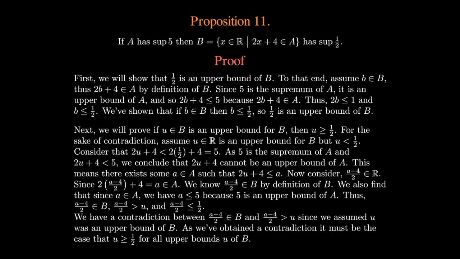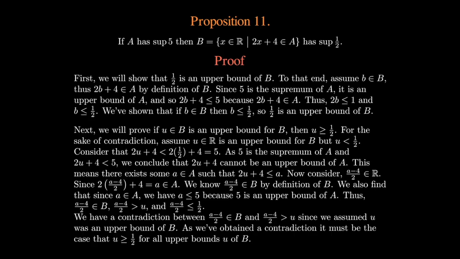As 5 is the supremum of A, and 2u plus 4 is strictly less than 5, we conclude that 2u plus 4 cannot be an upper bound of A. This means there exists some a in A such that 2u plus 4 is less than or equal to a.